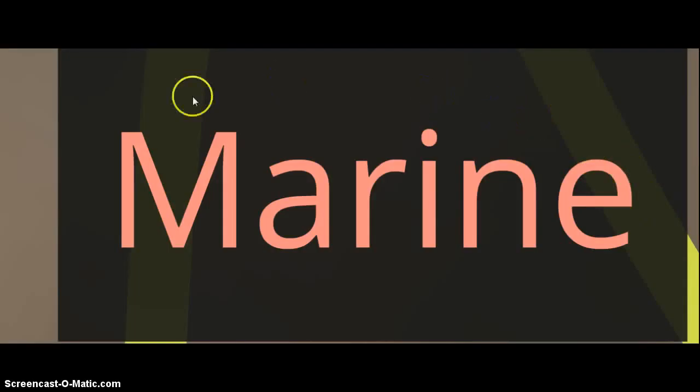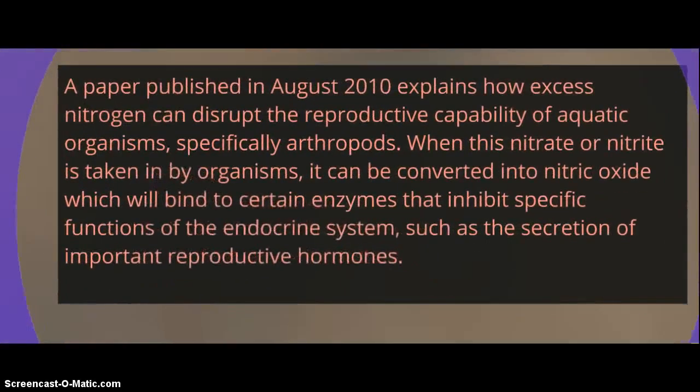Now we're going to move on to marine animals and how nitrogen will affect them. Recent evidence suggests that arthropods can be affected in terms of secreting their reproductive hormones.